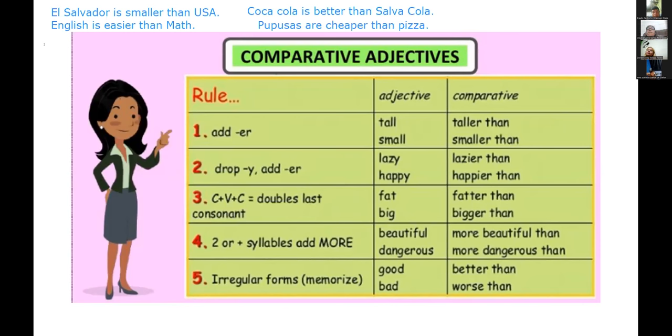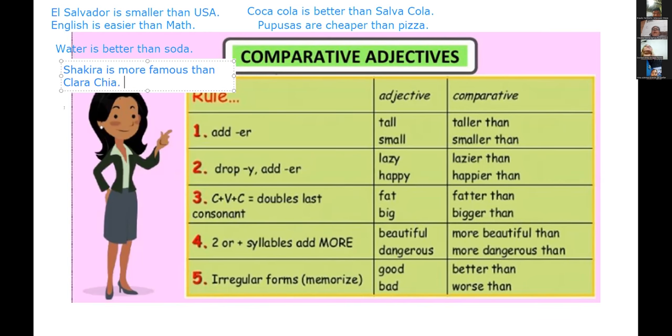What is better than that? Water. Coca-Cola. Better than soda. Better than soda. So, another example, we can say Shakira. Shakira is more famous than Clara. But now she's famous too. Bad Bunny. Okay, so this is just examples, because that is a controversial topic.